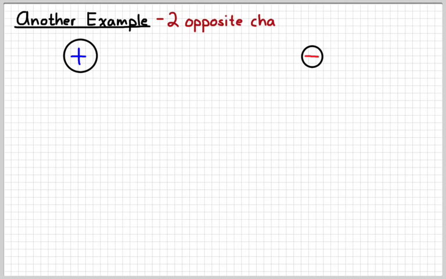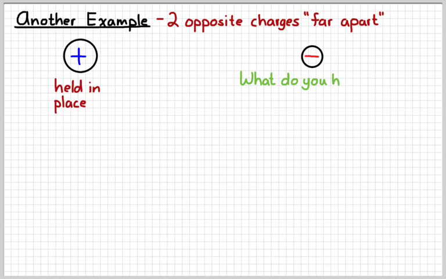Let's look at another example. Suppose that we have these two charges, which are initially far apart. So notice that they are opposite charges, positive and negative. Remember that positive and negative charges are going to attract each other. And again, we're going to hold the bigger one in place. So the question that I have now is, what do you have to do to move that negative charge to the left, get it closer to the positive charge?